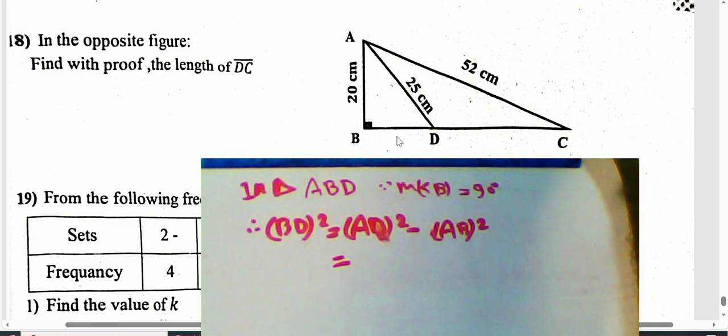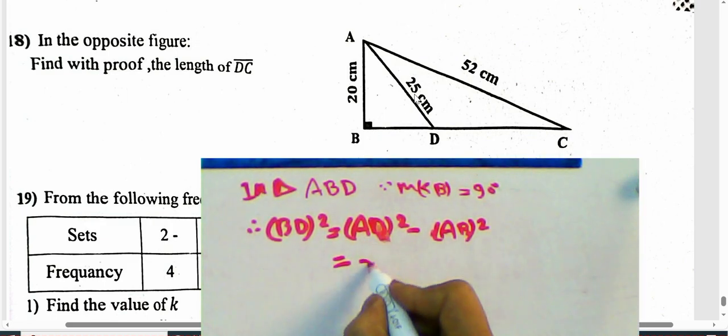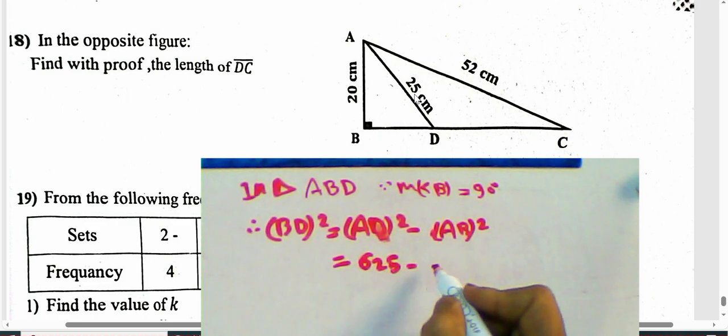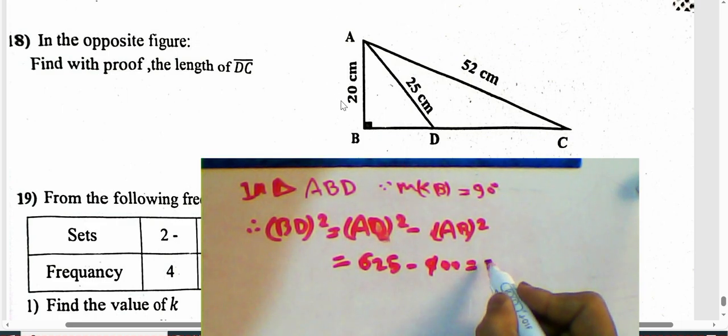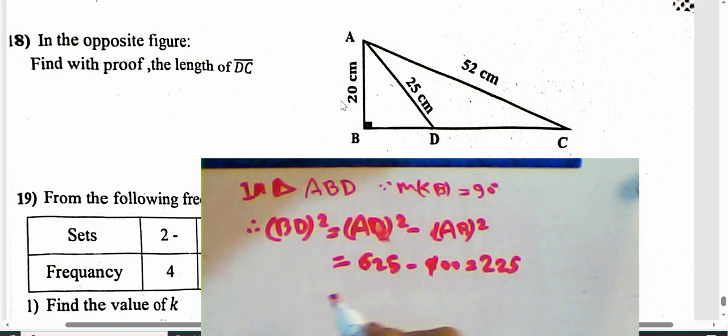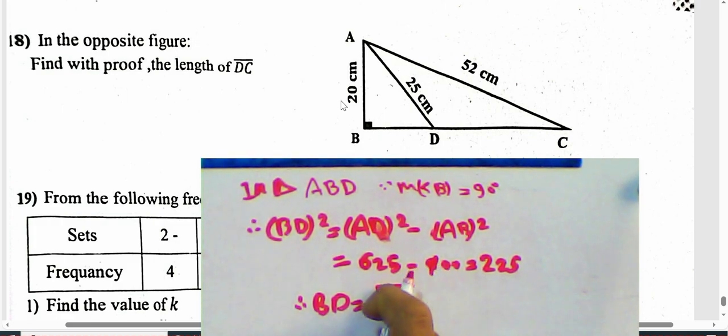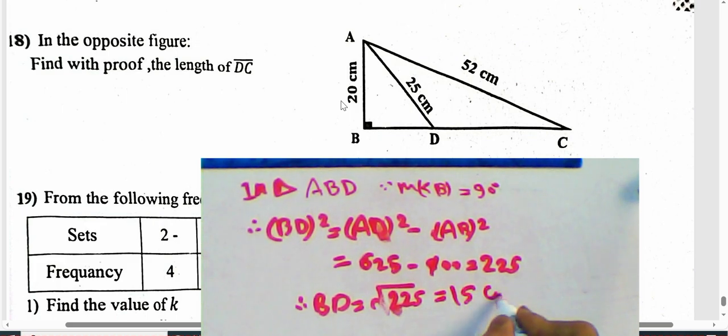Okay, first step, we can find the length of BD here. 25 power 2 equals 625. Subtract AB power 2, 20 power 2 is 400. We can write the result to be 225. Then the length of BD equals the square root of 225, equals 15 centimeters. Okay, it's the first step.